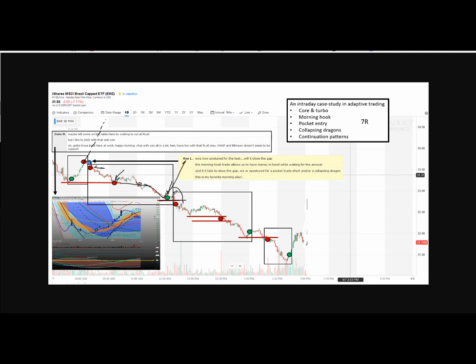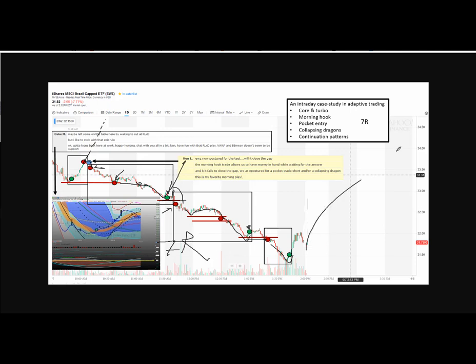And there was not enough of a pocket to buy, so I got the collapsing dragon right here, and then it came down and made this little bump. Nothing. Collapsing dragon for a second entry. Felt like a nice capture. 1, 2, 3. Crunch. And then as soon as I do that, I set up the collapsing dragon again. Got the last one. Now for the rest of the day, okay, so that's 7R right there collectively.